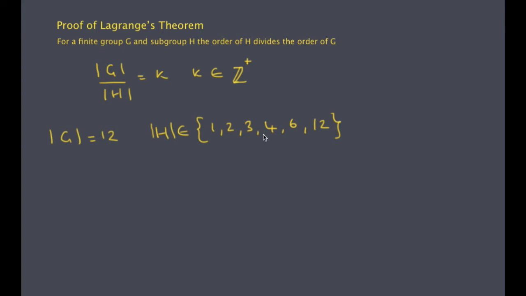Now you have to be a little bit careful here, because the theorem doesn't say that necessarily every factor of 12 will have a subgroup with the same order. So there is a group of order 12 which doesn't have a subgroup of order 6, for example. Now we're going to prove Lagrange's theorem by looking at cosets, which are particular subsets of G.